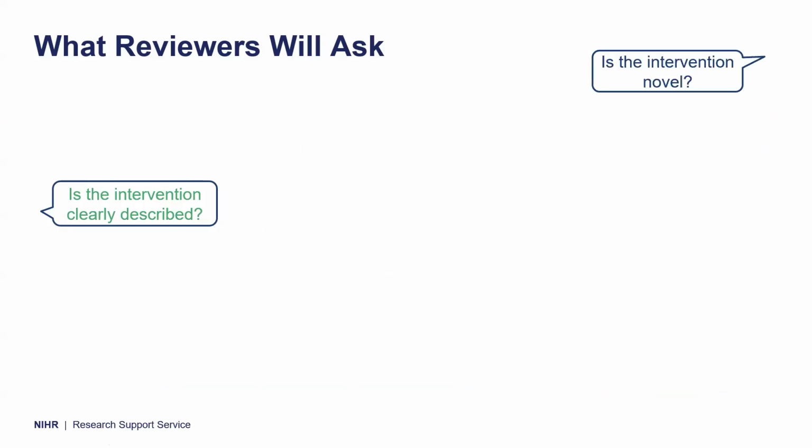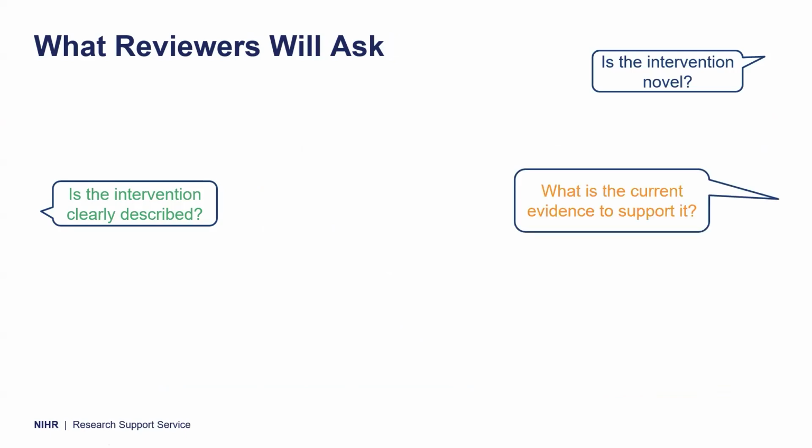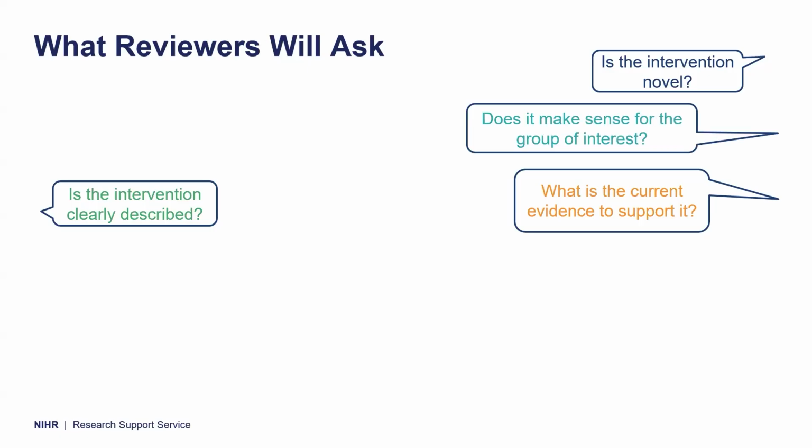Is the intervention novel? There's no point flogging a dead horse. Is this something genuinely new? What is the current evidence to support it? So obviously we're not looking for, what you're trying to do in this research project, which might be to evaluate it, maybe at some level, but there does need to be some indication that you haven't plucked this idea out of nowhere. So some proof of concept, feasibility work, initial observational work that has shown potential promise.